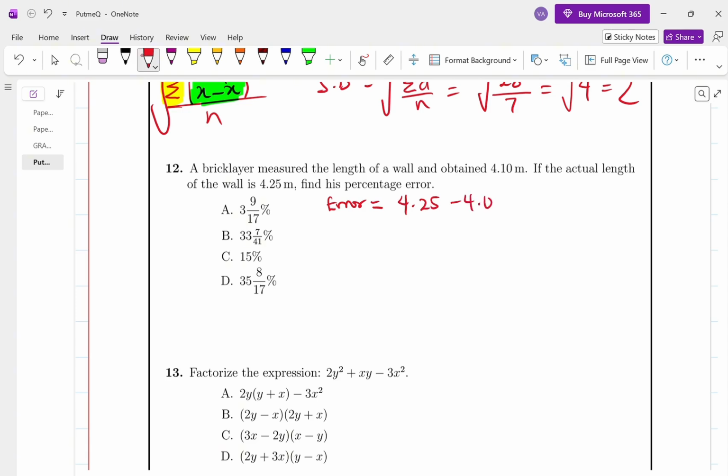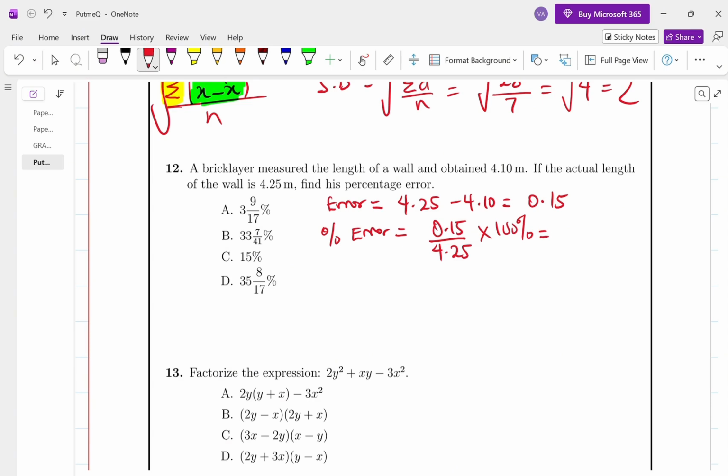So let's see what the error would be. The error would just become 0.15. So that's what the error is. Now percentage error is, since he made an error of 0.15, we're going to do 0.15 divided by the actual value he's supposed to get, 4.25, times 100%. So take note, percentage error is always the error you made divided by the actual value that you were supposed to have, times 100%.